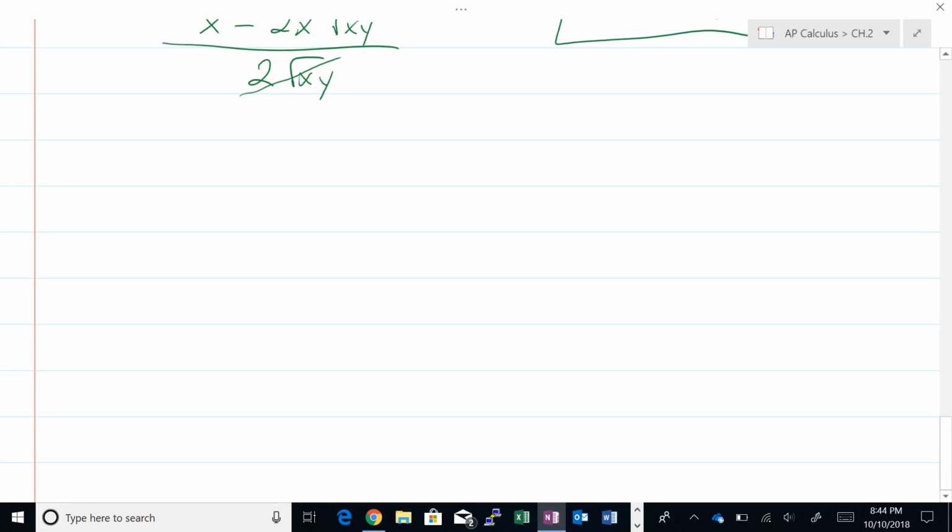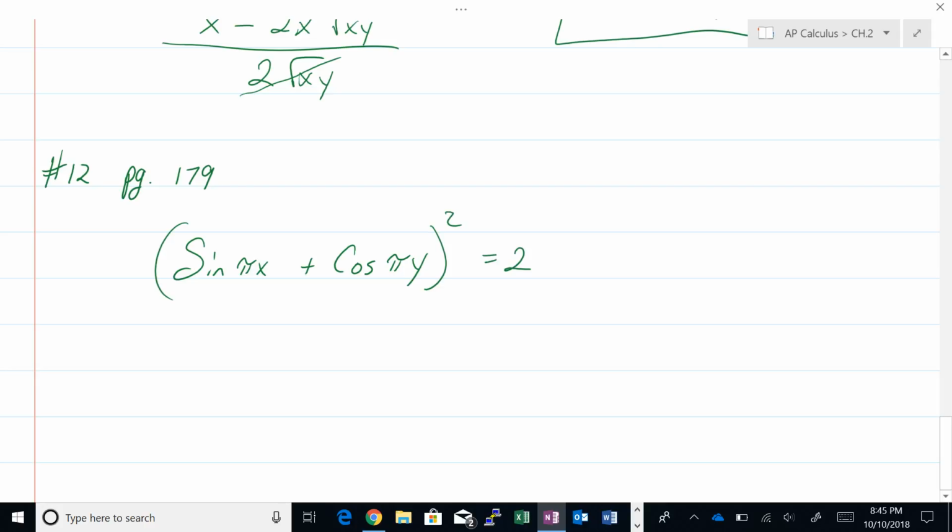All right, now I've got a question. Can we do number 12 on page 179? We have sine of pi x plus cosine of pi y, all squared, equals 2. Yuck. All right, here we go. I see your question mark. Give me a minute.